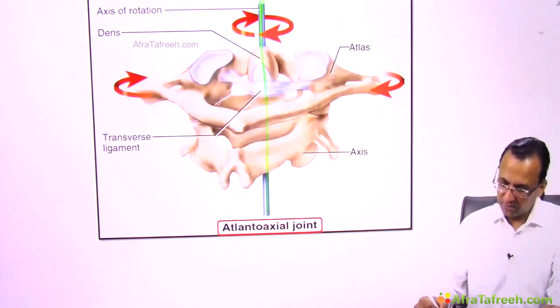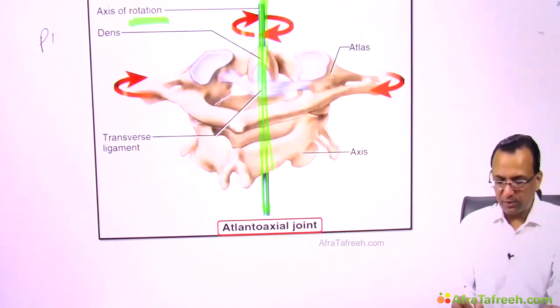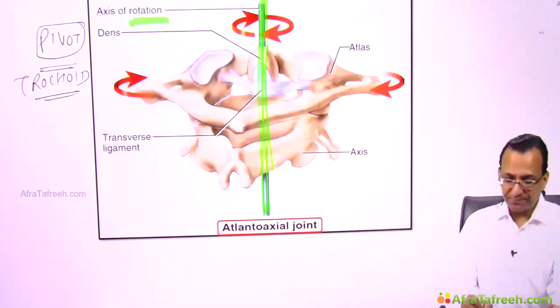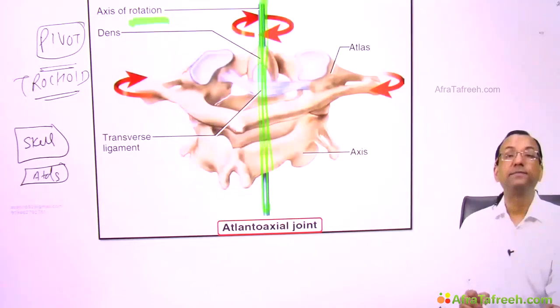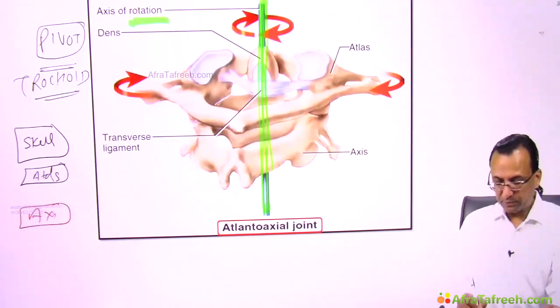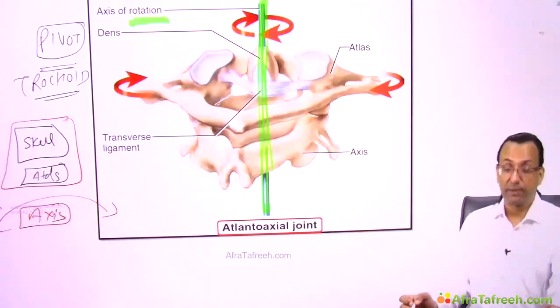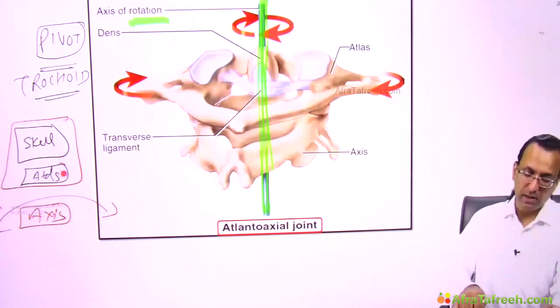You are telling that there is a central axis on which rotation is going on. Yes, a rotatory joint. It is called a pivot synovial joint, or a trochoid synovial joint. Trochoid means pivot, rotatory. Who is rotating? The skull and atlas became one unit, and they rotate on the axis vertebra like this. So you are talking about the atlantoaxial joint basically. Yes, but as the atlas is moving, the skull is also moving.